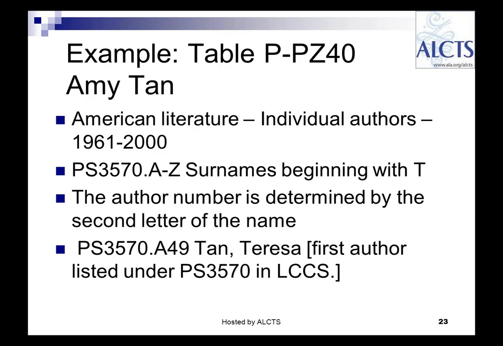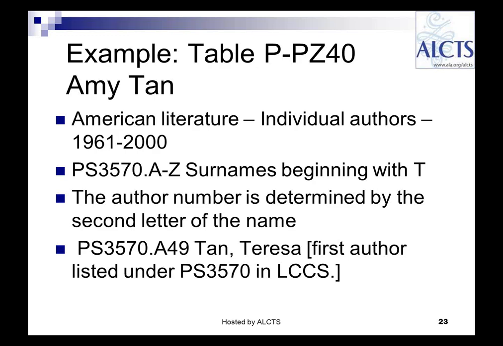Okay, now I have an example of a 20th century author, Amy Tan, for whom we will be applying table P through PZ40. So we're going to look for her author number, and we know she's a prolific author, and we're sure that Library of Congress has cataloged her works. So we look in the P schedule under American Literature, Individual Authors, 1961 through 2000.